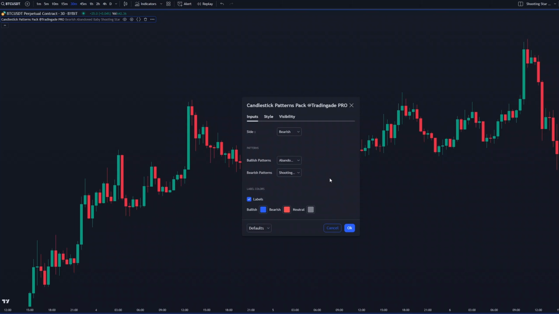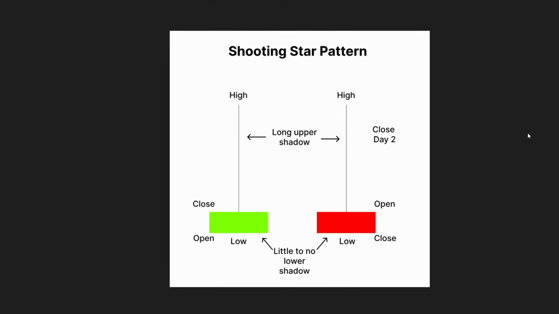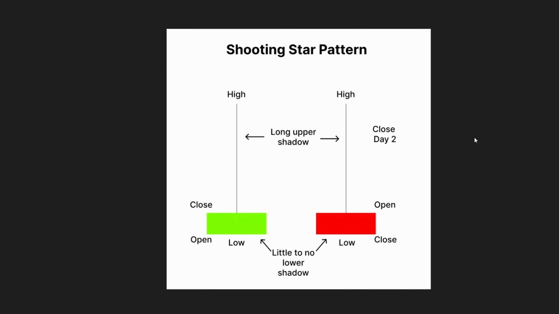But what is a Shooting Star candlestick pattern? A shooting star is a bearish reversal candlestick that is characterized by a long upper shadow, a small or non-existent lower shadow, and a small body, at least compared to the wicks. The long upper shadow suggests that sellers were able to push prices down significantly, but buyers were able to step in and close the price near the opening level. This suggests that the uptrend may be losing momentum and that a reversal may be imminent.